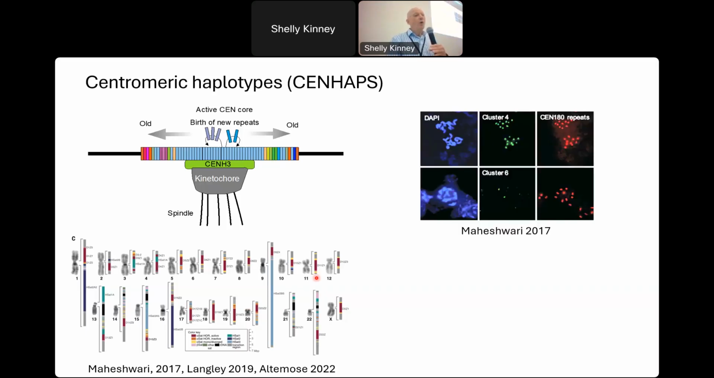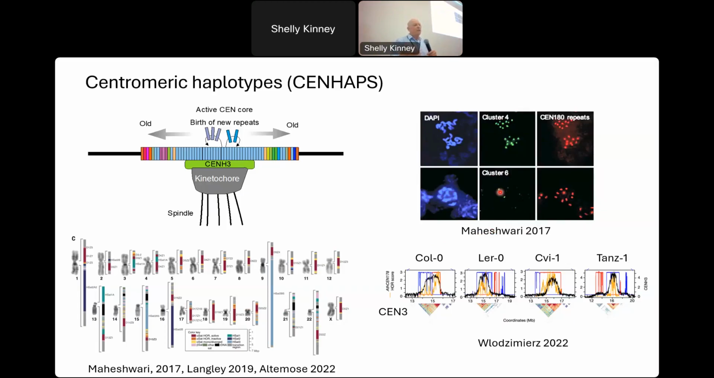And we know that Arabidopsis does the same. For example, here's some data from Shamoni Maheshwari in my lab, where she actually identified a type of repeat that was SNH3 bound and was specific for one centromere only. There's two signals here.